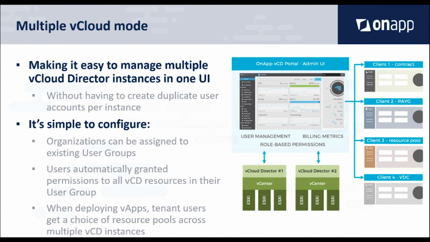Whilst OnApp was always able to manage multiple vCloud instances before, you would need to provide users with multiple user IDs to log into each different environment. So we have introduced multiple vCloud mode, which is really easy to set up and requires no configuration within the vCloud. So your users won't even realize they're managing multiple resources across multiple VCD instances, as they get a seamless experience in the OnApp portal.